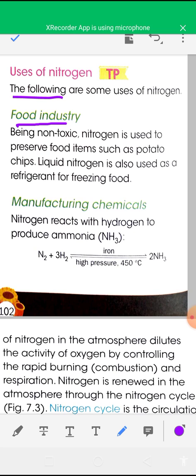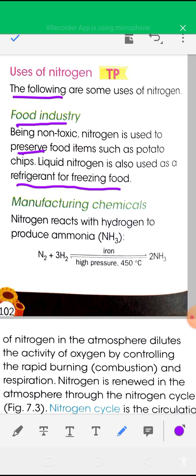First, the use of nitrogen in the food industry. Nitrogen being a non-toxic gas, it is used to preserve food items such as potato chips. Liquid nitrogen is also used as a refrigerant for freezing food. So in the food industry nitrogen is used.